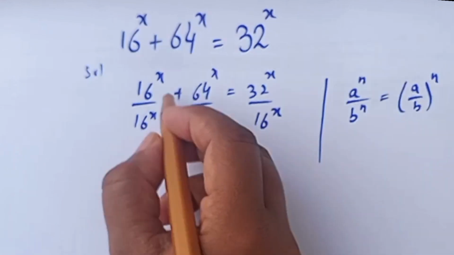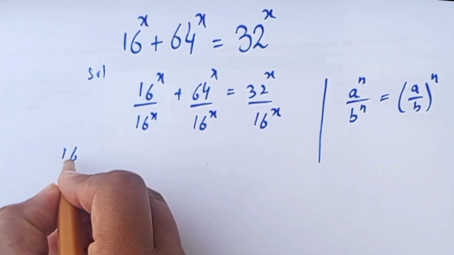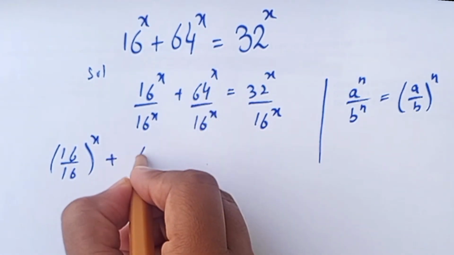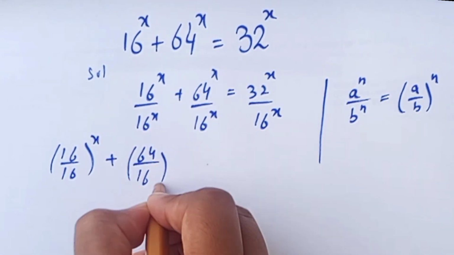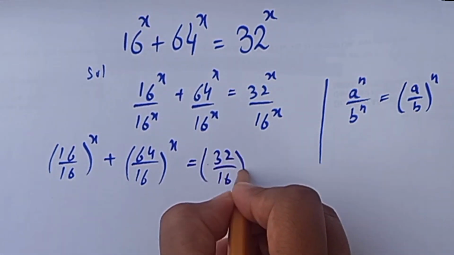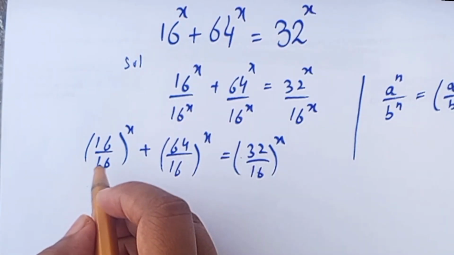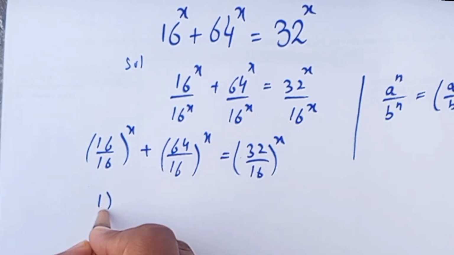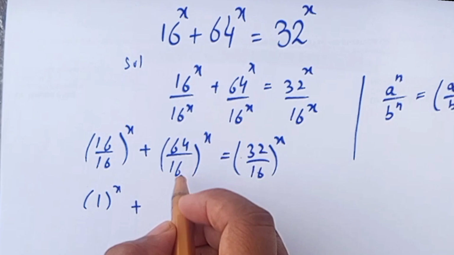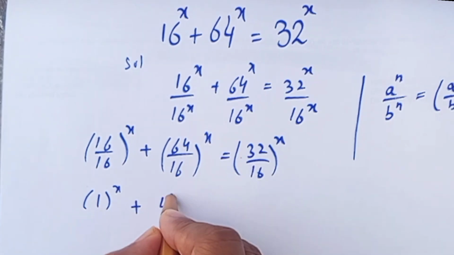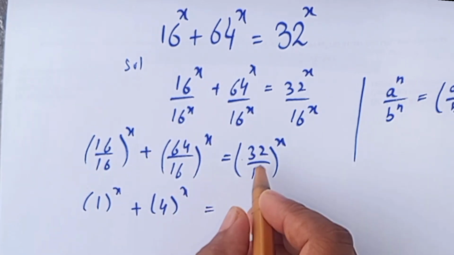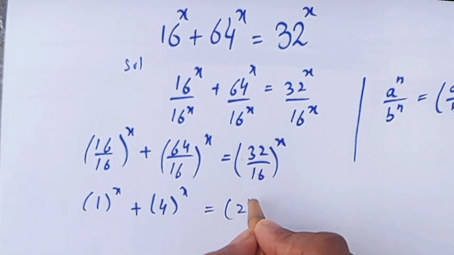So this first term will become 16 over 16 raised to the power x, plus this will become 64 over 16 raised to the power x, is equal to 32 over 16 raised to the power x. Now look at this first term, 16 divided by 16 is 1, so this is 1 raised to the power x, plus 64 over 16 is 4 raised to the power x. 32 divided by 16 is 2, so this is equal to 2 raised to the power x.